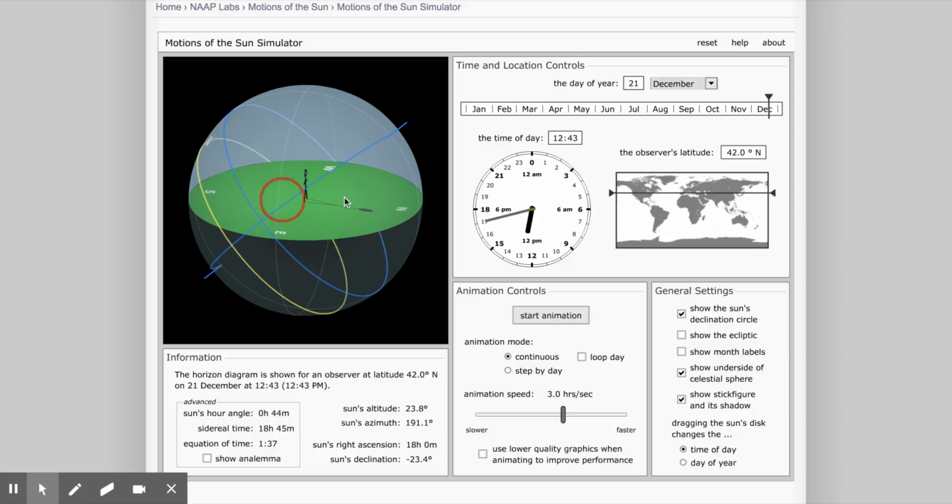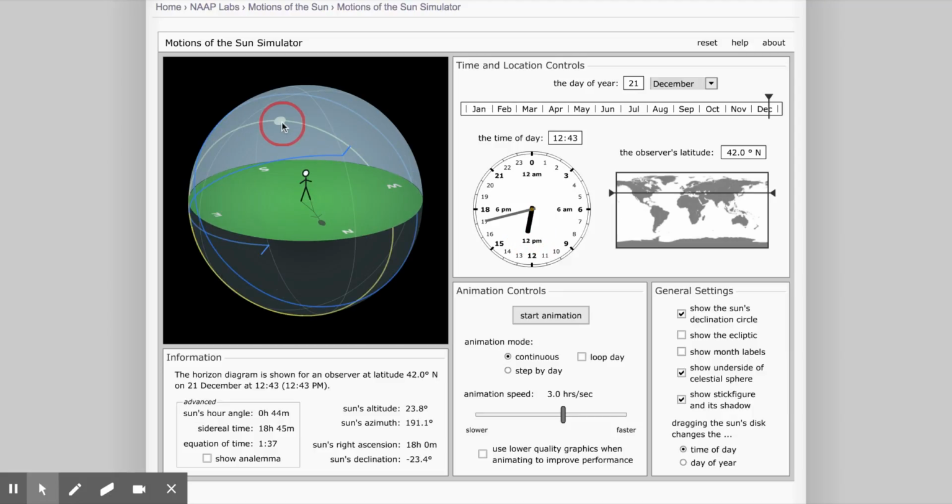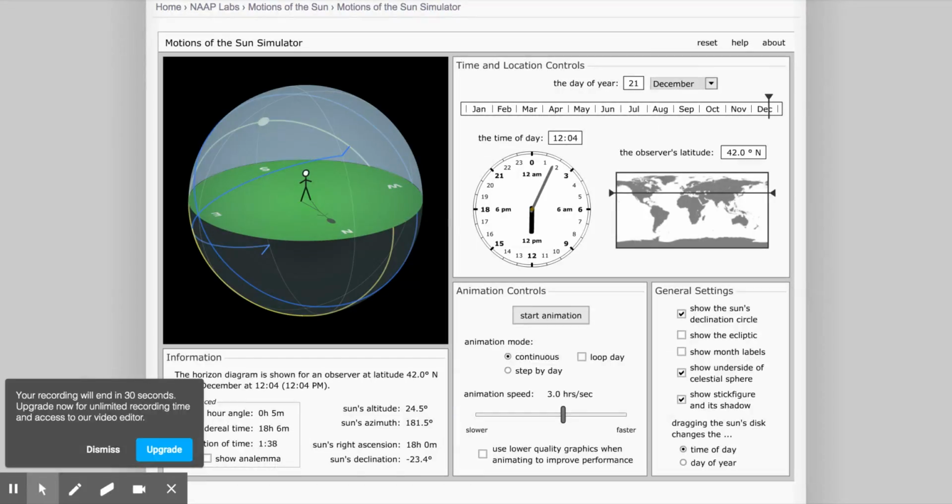So at solar noon, let's make sure that this is actually on the line. Go there, sun. This is why I recorded that other one so many times. Okay, there's our sun at solar noon. Notice our sun is in the southern sky and our shadow is pointing north. Our sun's altitude right here is 24.5 degrees.